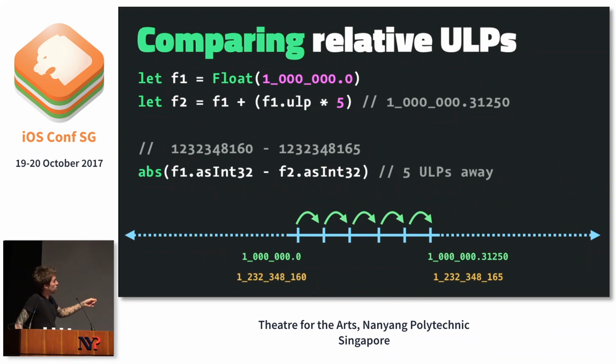And so we can compare using these relative ULP values. Let's say we take the value of 1,000,000. If we add the ULP of that value times 5, so we're adding 5 ULPs to that value, we take the absolute value of the difference between our original value and what we computed. We get the integer representation, and we can see that the absolute value here is 5. So we're 5 ULPs away. From 1,000,000 to 1,000,000.3125, it's 5 representable values later.